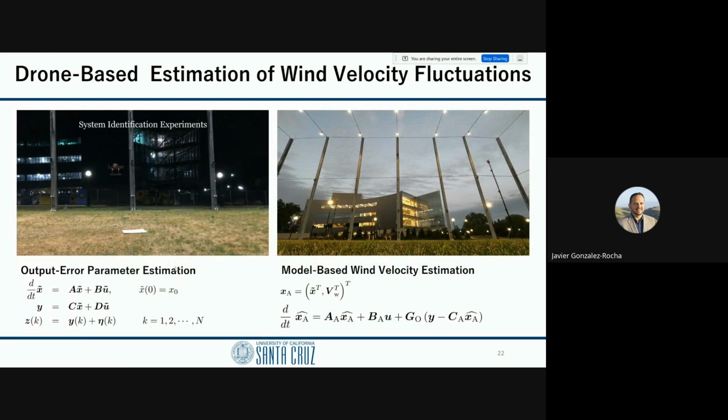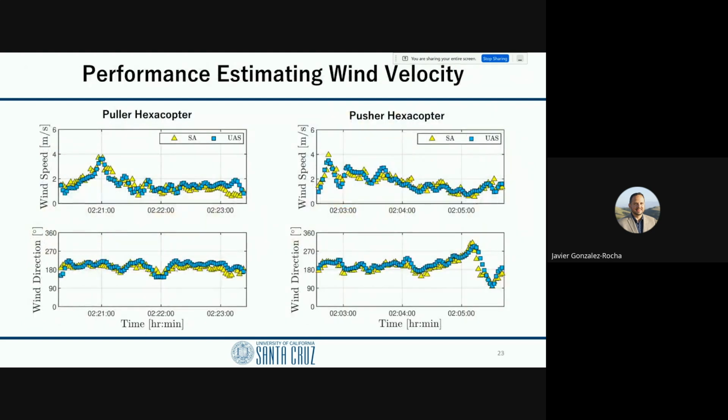So we've characterized the rigid body dynamics of the two aircraft. And that's just on the video on the left. And on the video on the right, this is the aircraft just sustaining hover in between an array of sonic anemometers. And so here are the results on the wind estimates.